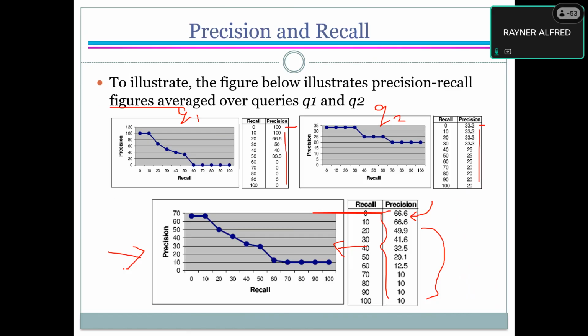So notice that when you want to test the system, we need to use a few questions, and then we need to know what is the recall, what is the precision. Then based on the 10 questions, for example, we take the average, and then we get the final average recall and precision.